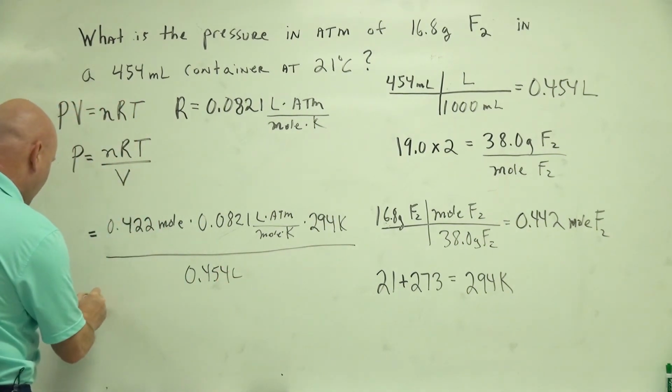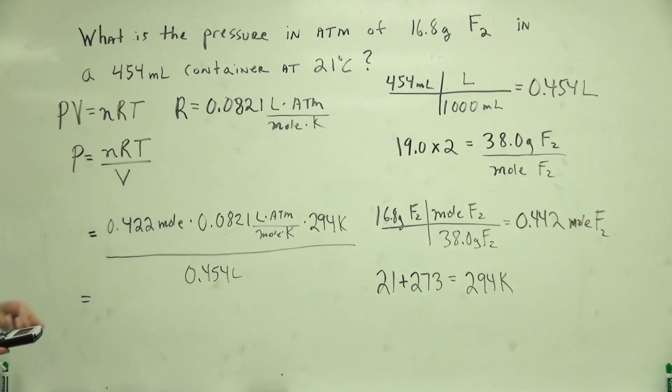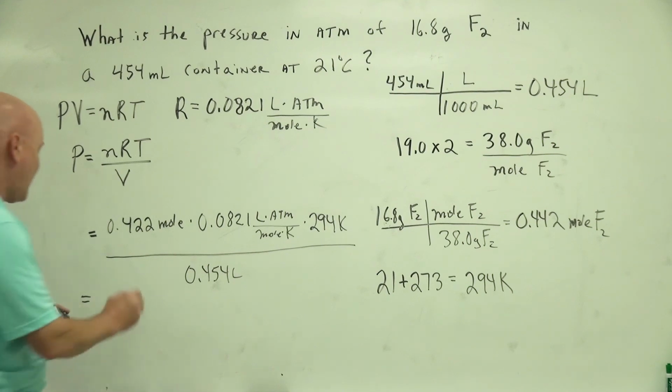Now we can put this in our calculator. So what do we got here? We got 0.442 times 0.0821 times 294 Kelvin divided by 0.454, and I get 22.4 atmospheres.